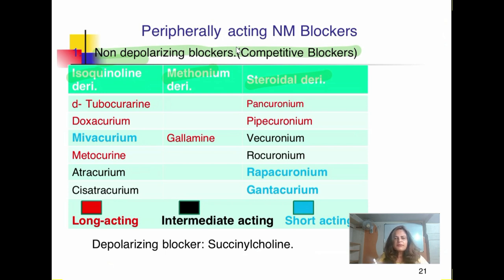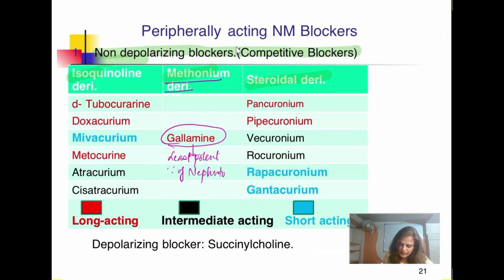So among these, first I will take the middle one, that is methionine. In methionine there is one drug, that is gallamine. Gallamine is not used nowadays because it is the least potent. Also, it is nephrotoxic, second it is teratogenic, and third it has a vagolytic property and causes tachycardia.